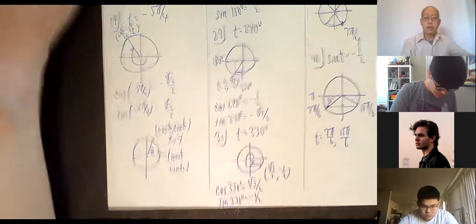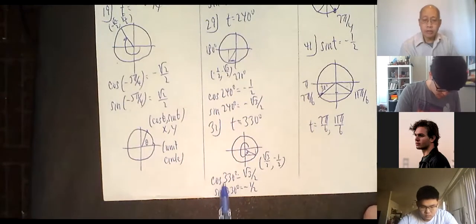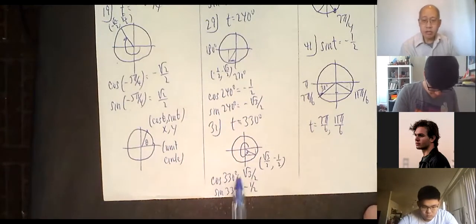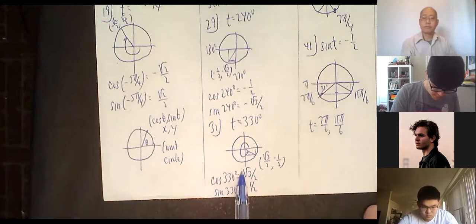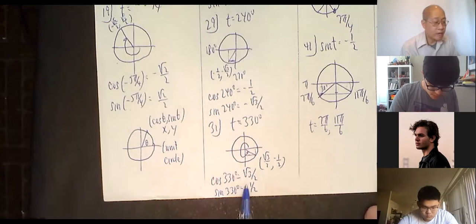And there we go. Cosine, x coordinate; sine, y coordinate. So the cosine of 330 degrees, the x coordinate, is radical 3 over 2. Sine of 330 degrees, the y coordinate, is negative 1/2.